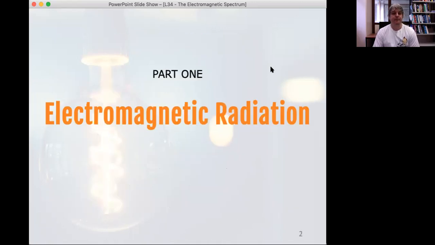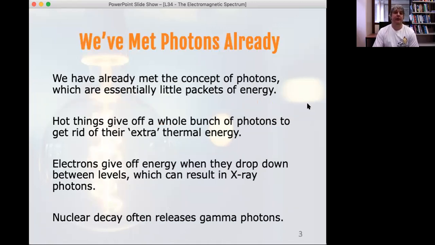So that's our goals. First of all, though, what is electromagnetic radiation? We've already met the idea of photons. I told you to just treat them as tiny little packets of energy, and we talked about hot things having a bit much energy, and so they give off some in terms of photons. In fact, everything in the universe that has any temperature above absolute zero, which is everything, gives off some of this thermal radiation, and photons is how they do that. They give off little photons, which are little packets of energy.